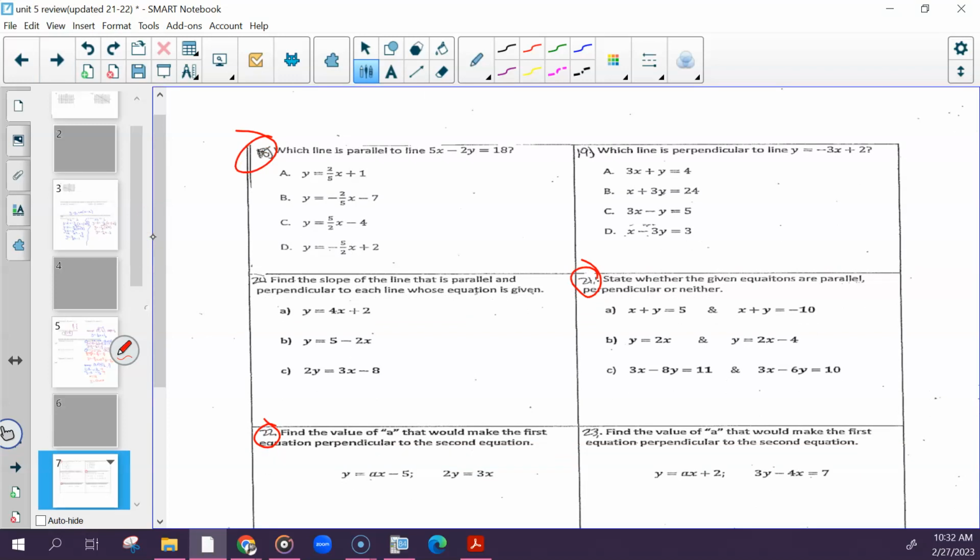Okay. For 18, we have to solve this one first. So get rid of your x term, move it to the other side by subtracting. We have negative 2y equals negative 5x plus 18. Divide everything by negative 2. So that y equals positive 5 over 2x minus 9. Of the answer choices, which one is parallel to the equation we just found, Nature? These have the same slope and different y-intercepts. Questions on that one?